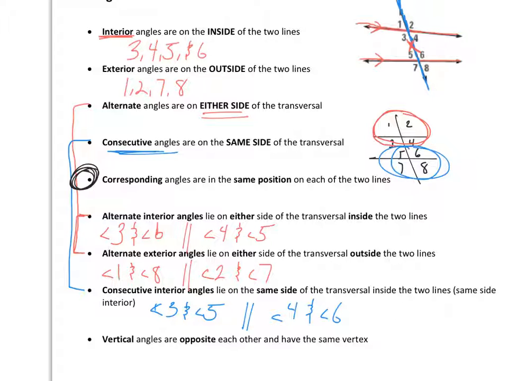I'm just kidding, of course. Corresponding angles. So if I pick angle 2, right? So I will say angle 2, and which angle in the blue circle is in the same spot as angle 2, right? That upper right-hand corner. Well, that would be angle 6. Okay. What if I pick angle 1? Well, angle 1 is in the upper left corner, so is angle 5.